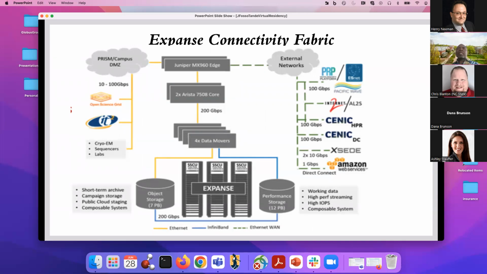You can have access to Amazon, so there is that capability for cloud bursting. You can equally connect to other community infrastructure such as Open Science Grid, IT2, as well as community instruments such as the cryo-EM or sequencers or other labs.